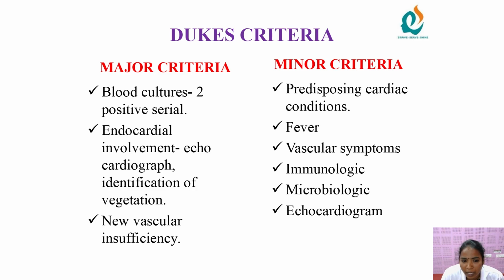There are 2 criteria. In major criteria: positive serial blood culture and endocardial involvement, echocardiograph identification of vegetation, presence of any abnormalities in the endocardium, new valvular insufficiency, decreased oxygen and blood circulation into the endocardium. These are the major criteria. In minor criteria: predisposing cardiac conditions, fever, vascular symptoms, immunologic and microbiologic findings, echocardiogram. These are the minor criteria.